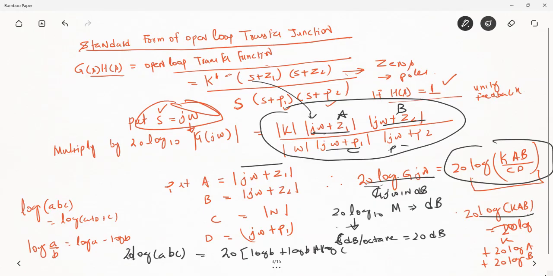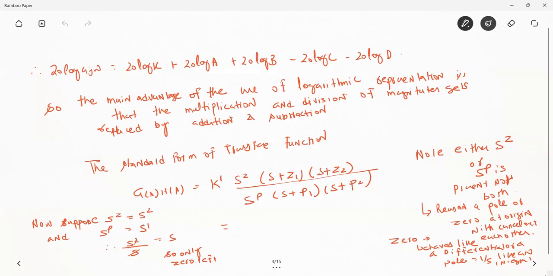Plus log C. And the division fraction becomes minus, right? Log C minus log D. Yeah. So you see, the division has reduced into subtraction and the multiplication has reduced into addition. So that's the reason why we are utilizing the Bode plot. Now I've already shown you that.